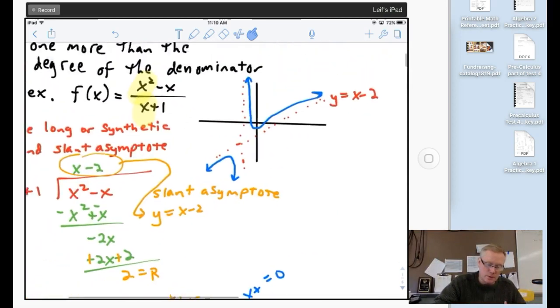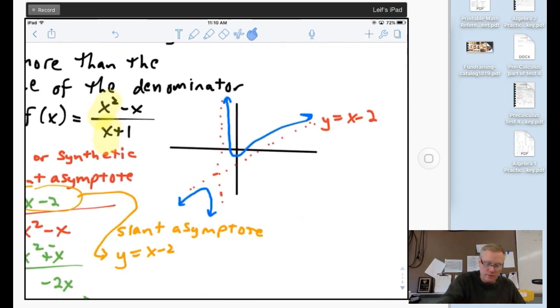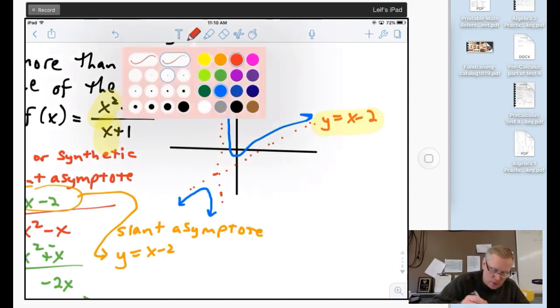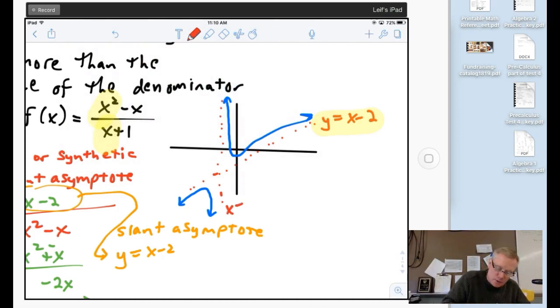Okay? So anyway, you can see that this is a marvelous graph, not very perfect by any means, but this would be the line y equals x minus 2. And you can see that it's a slant asymptote. And then I also have a vertical asymptote with this one. Sorry, the vertical asymptote would be x equals negative 1, because you take the denominator, set it equal to 0, and you get the vertical asymptote. So those are my two asymptotes, and then I put the curves in there.